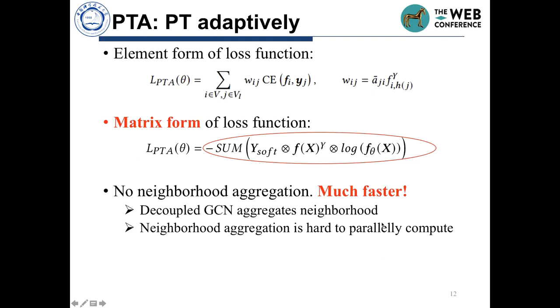Due to the adaptive factor, we name the improved model propagation and training adaptively, abbreviated as PTA. In fact, PTA has a concise matrix form. From this form, it only needs to do twice element-wise matrix product in the training stage. But decoupled GCN needs to aggregate neighborhood several times. So besides the above advantage, PTA is more efficient than decoupled GCN.